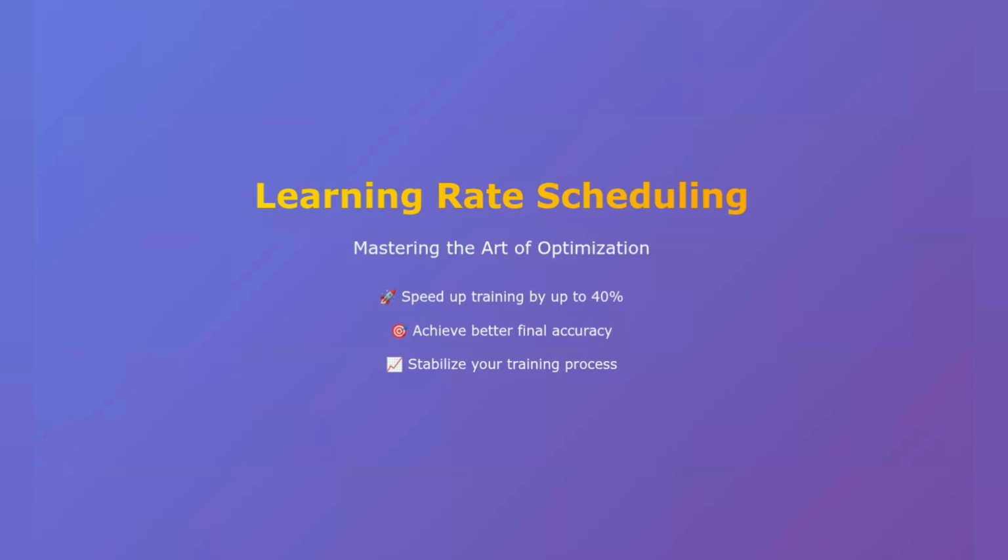By the end of this video, you'll master 7 different learning rate scheduling techniques that can speed up your training by up to 40% and help you achieve better final accuracy. So, grab your coffee and let's optimize those gradients.